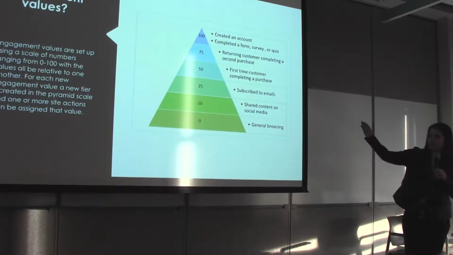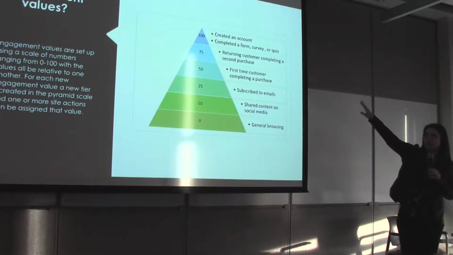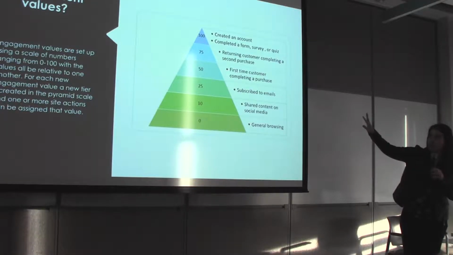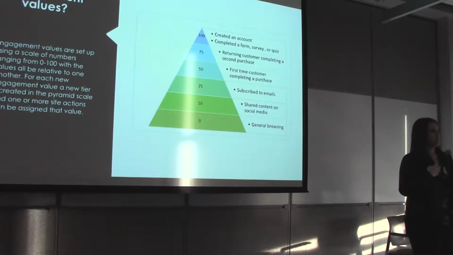So as we start to move up the scale, we start at a foundation of 0, which is just general browsing, and we have to end at 100, and 100 for this non-Amazon company would be creating an account. Everything in between incrementally increases in value based on how much more valuable the business thinks that is to the previous step in the scale.